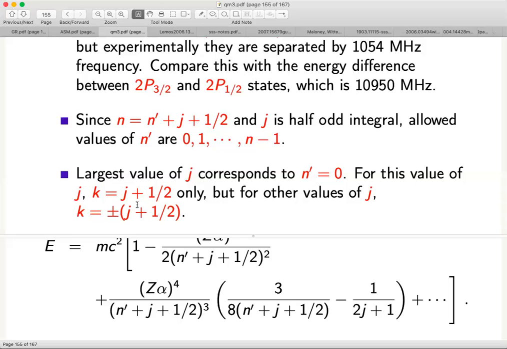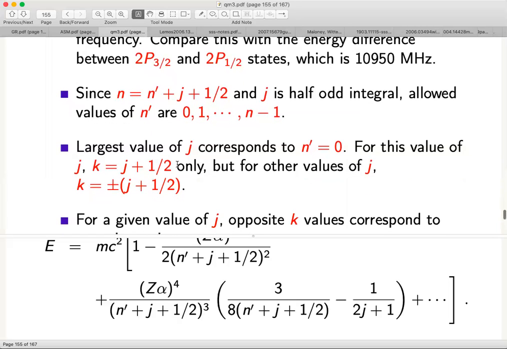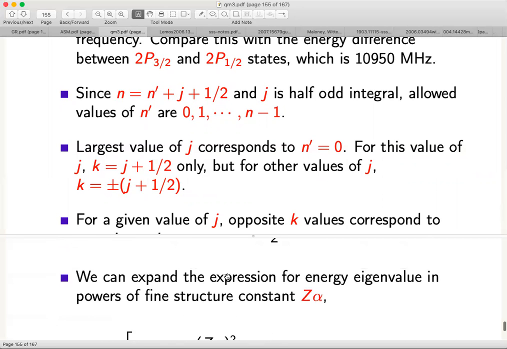Okay, so this is something we had talked about earlier also. If you look at the highest value of j, then the highest value of j comes as L plus S only, when you do a vector addition, L plus half, and there is no contribution coming from the L minus half piece.